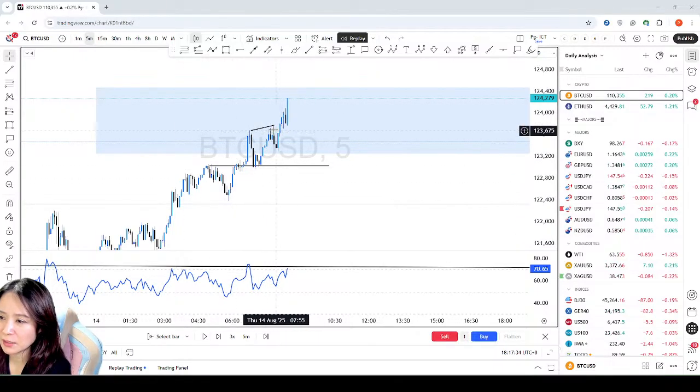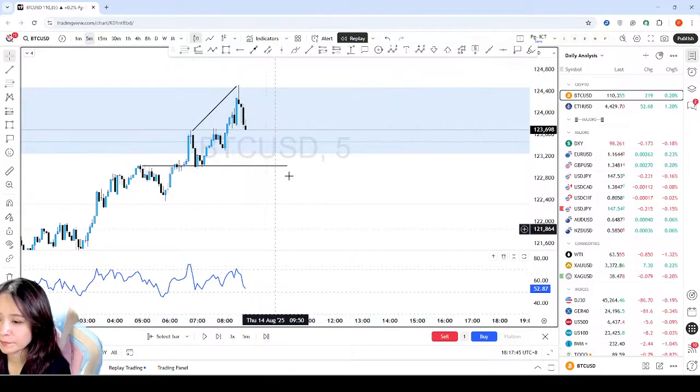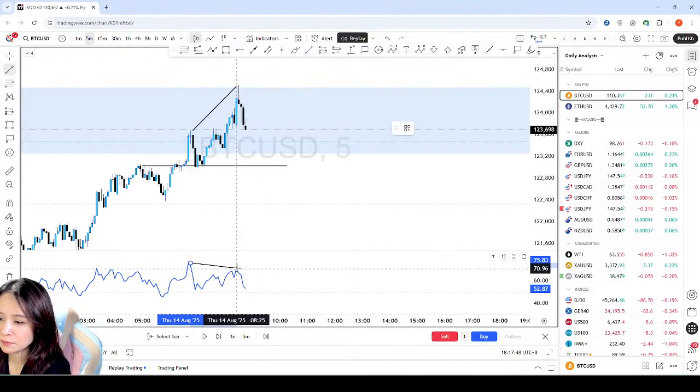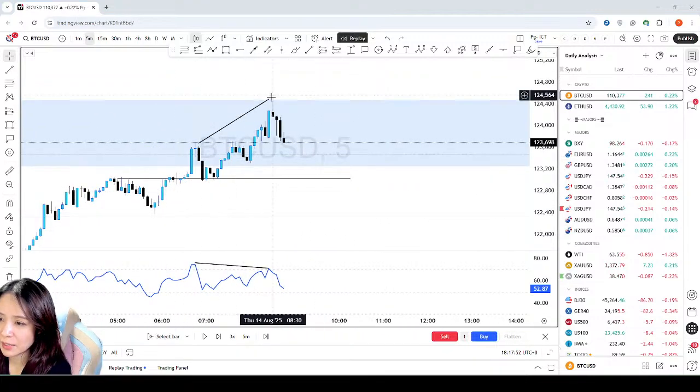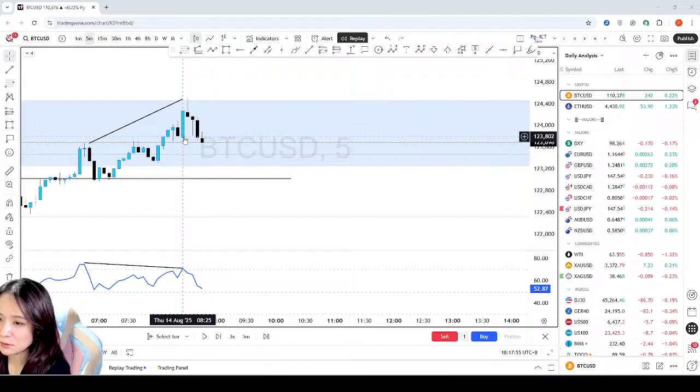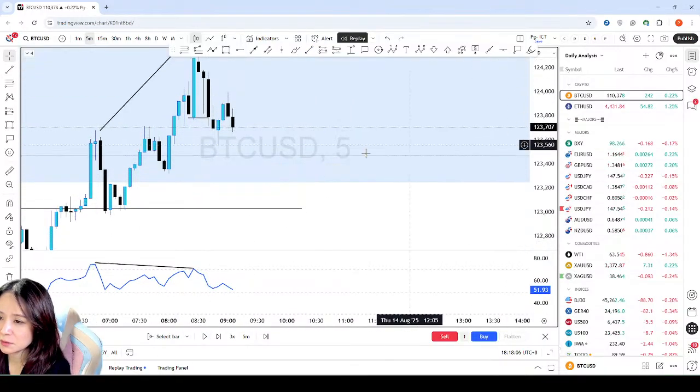Still making a higher high, higher low. Okay, let's continue. Boom. The high is here, right? The divergence is still here in the M5. Now higher high, higher low, higher high, higher low. If price can close below this, we might consider a market structure shift. Right, market structure shift here.